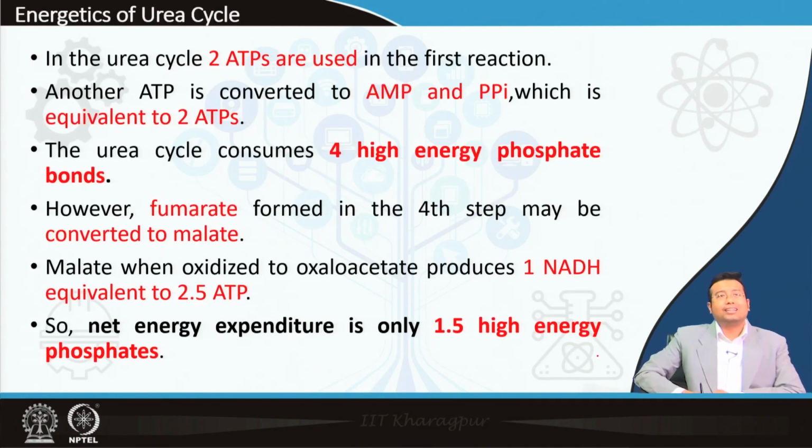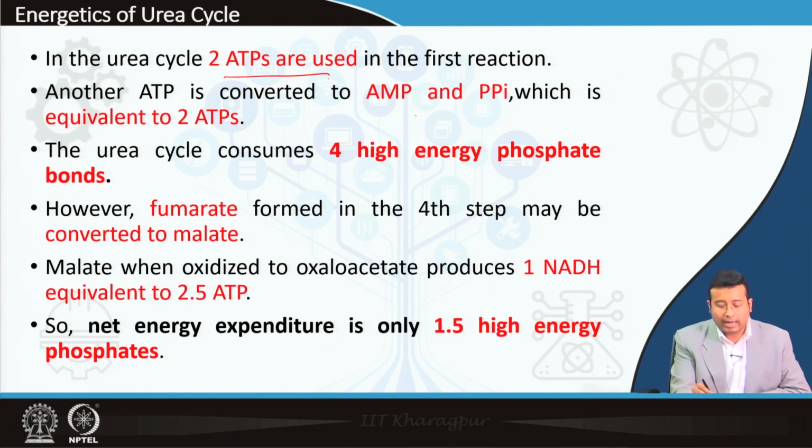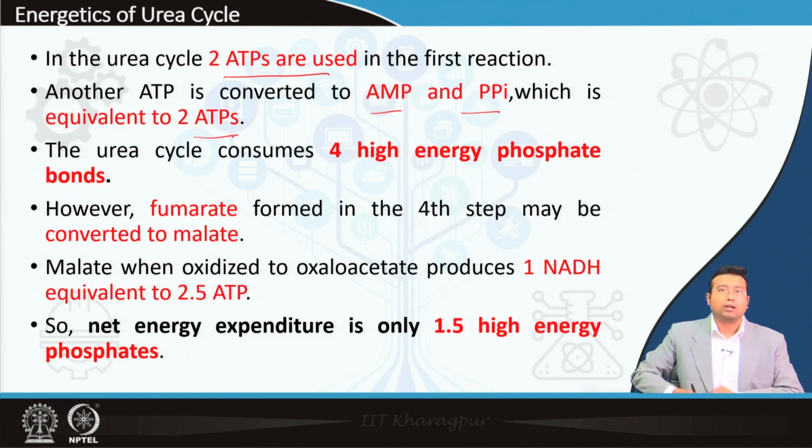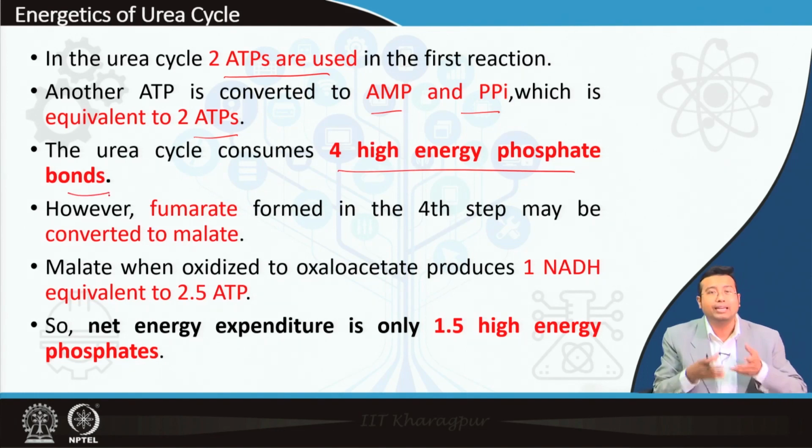So, if we look at the energetics of the urea cycle, in the first reaction 2 ATPs are used. Another ATP, as I have already discussed, is converted to AMP and PPi, which is also equivalent to 2 ATP. So, if we combine these two reactions, carbamyl phosphate synthetase and argininosuccinate synthetase, first there is 2 and second there is 2 equivalent. So, it gives 4 high energy phosphate bonds, or 4 ATP equivalent is consumed.